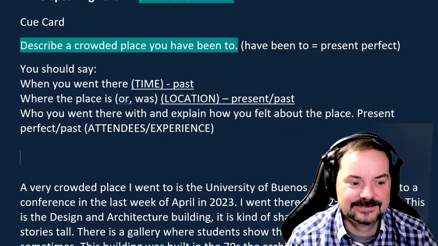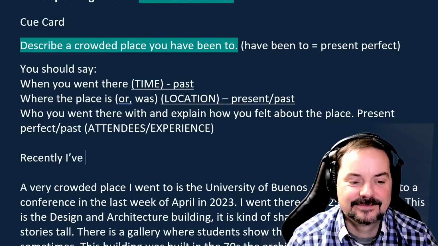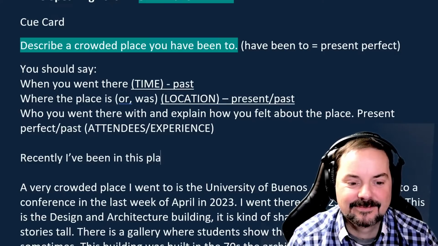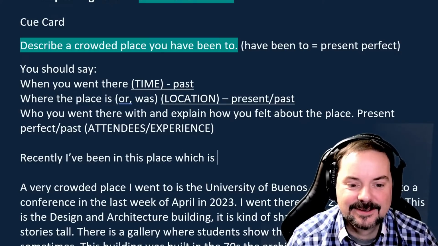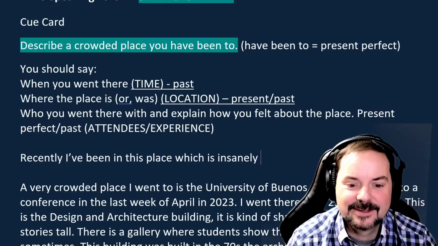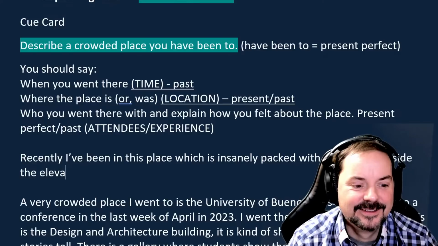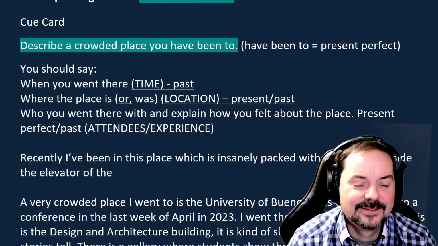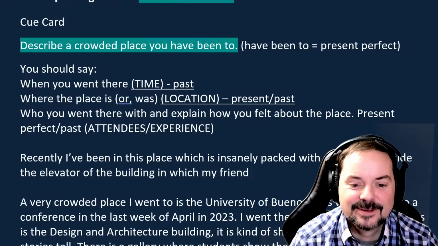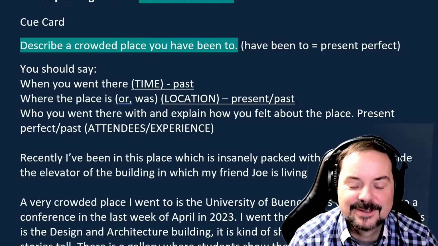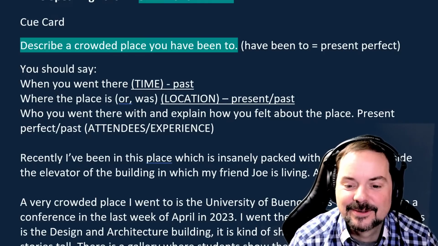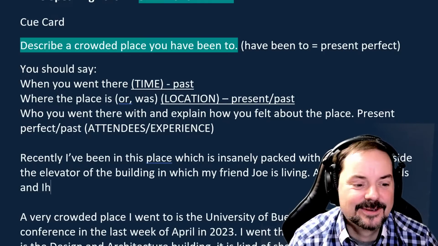All right. So recently I've been in this place, which is insanely packed with people. It's inside the elevator of the building where my friend Joe's living. So specifically, last month on December 25th, I was invited over to Joe's apartment in the south of my city, Hanoi, with a few more friends of us to celebrate Christmas. And I headed there myself.